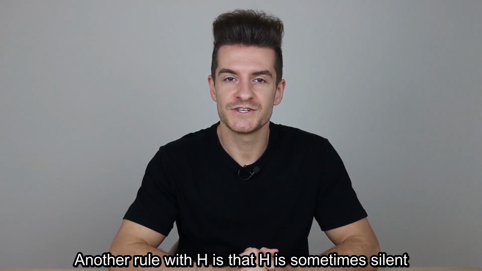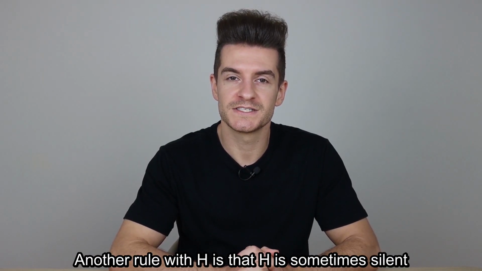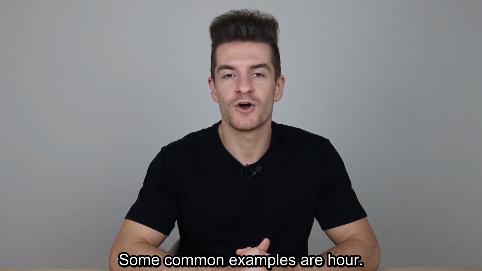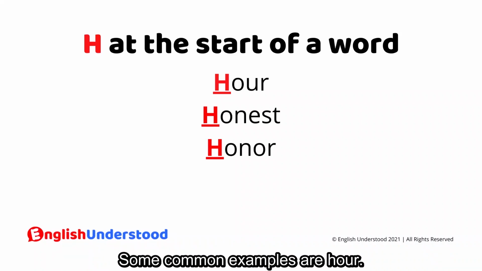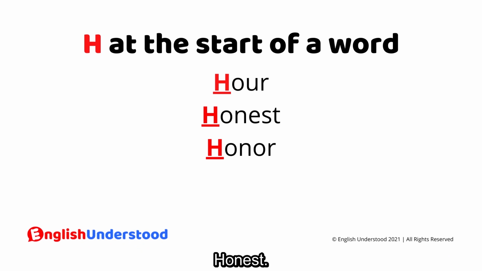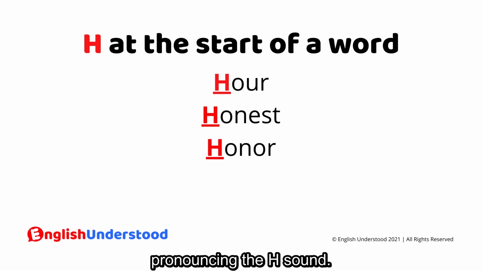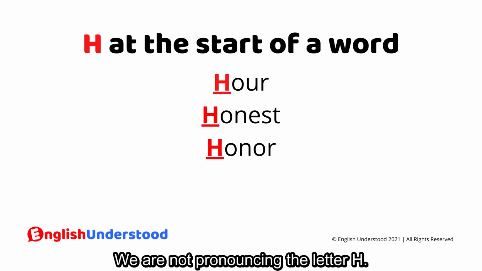Another rule with H is that H is sometimes silent when it comes at the start of a word. Some common examples are hour, honest, honor. In all of these words, we are not pronouncing the H sound. We are not pronouncing the letter H.